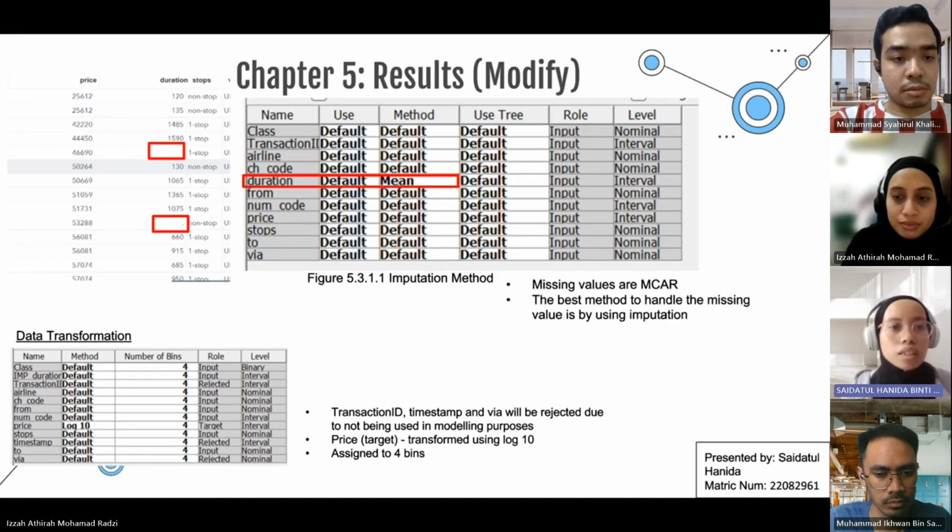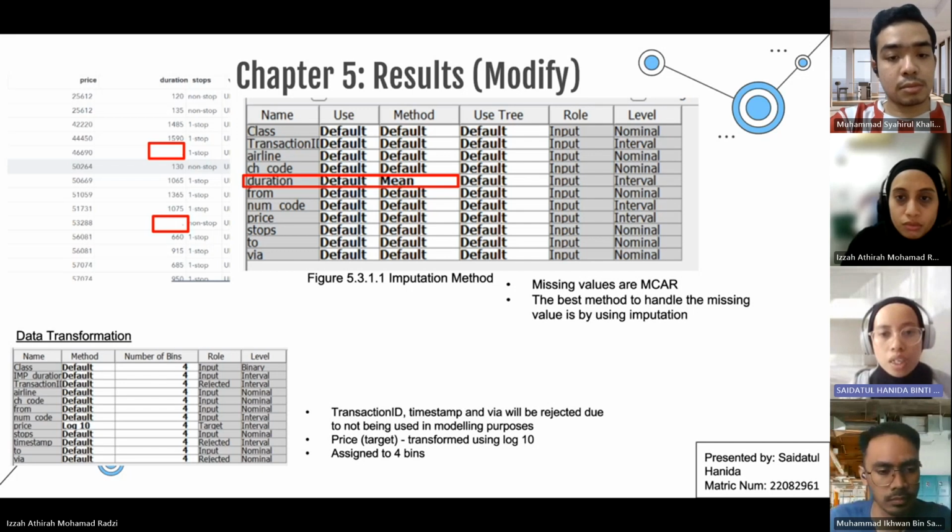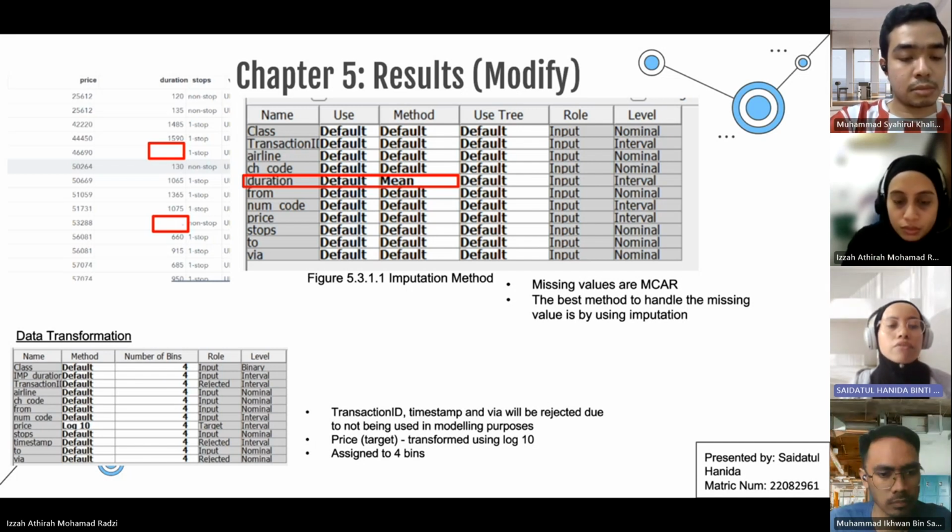Okay, the third stage of the SEMA methodology is the modify stage. In the previous stage, we found that there are missing values in the duration variable. Since the missing values are missing completely at random, the imputation method will be the best method to handle the missing values. So in our case, we use mean imputation.